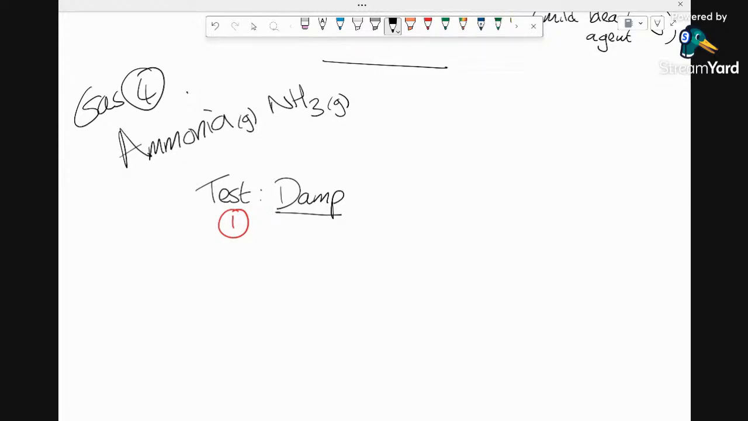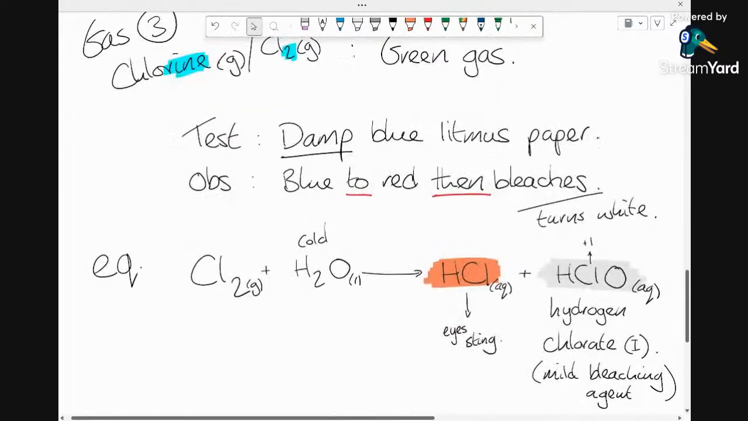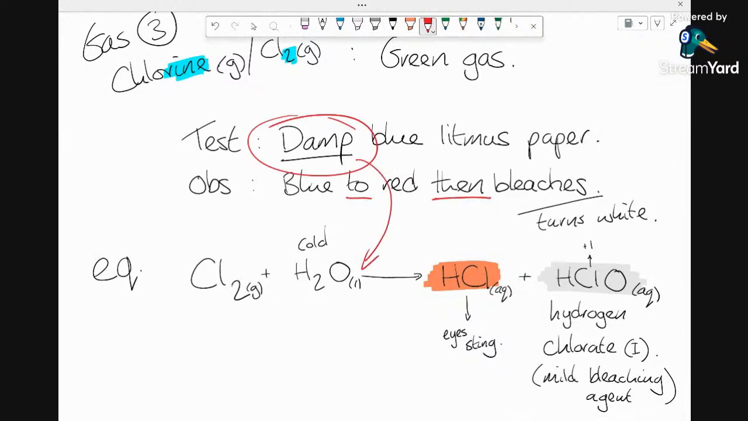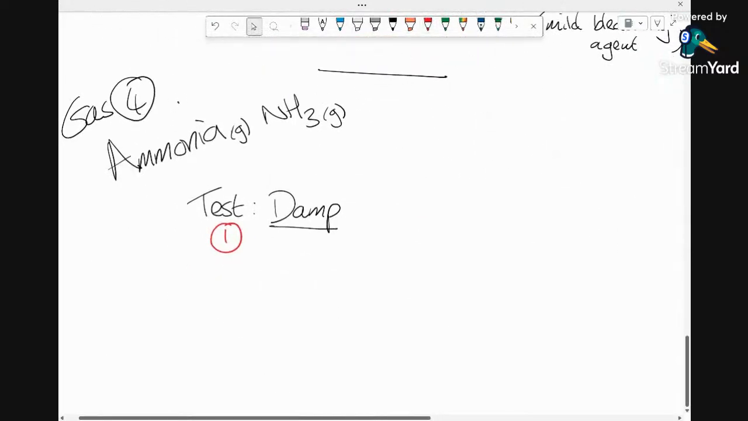Underline damp must be water. You'll see why in a second. Oh, by the way, why does it need to be damp? Suddenly realizing, guys, skipping parts of my lesson. Why does it need to be damp? Because you need the water in the equation. No damp, no change.